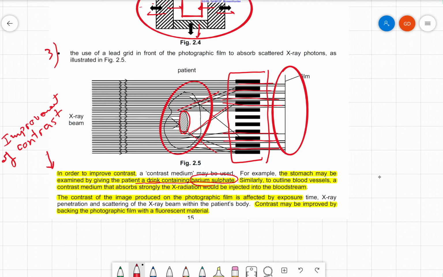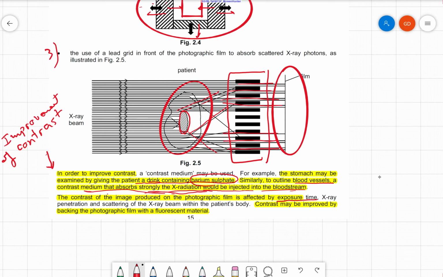And also we can inject the blood vessels with some medium which strongly absorbs the X-ray, in order to absorb the X-ray. So by these two means we can improve the contrast. So the contrast of the image produced on the photographic film is affected by these two factors, as well as by a third factor, which is the exposure time. Okay.